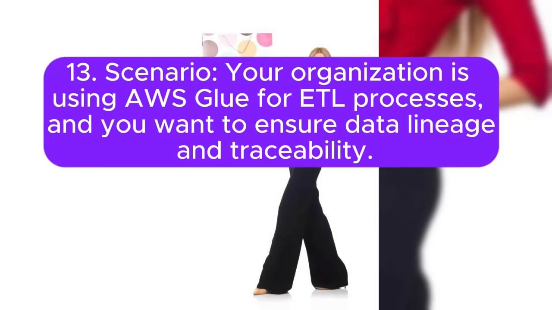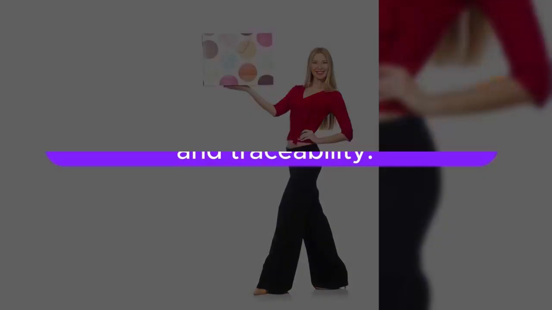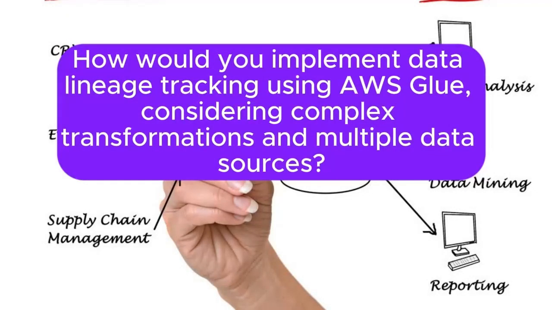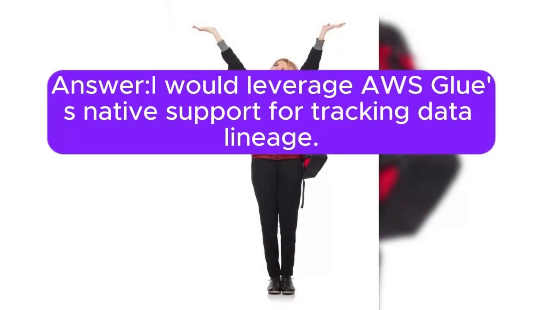13. Scenario: your organization is using AWS Glue for ETL processes, and you want to ensure data lineage and traceability. How would you implement data lineage tracking using AWS Glue, considering complex transformations and multiple data sources? Answer: I will leverage AWS Glue's native support for tracking data lineage.